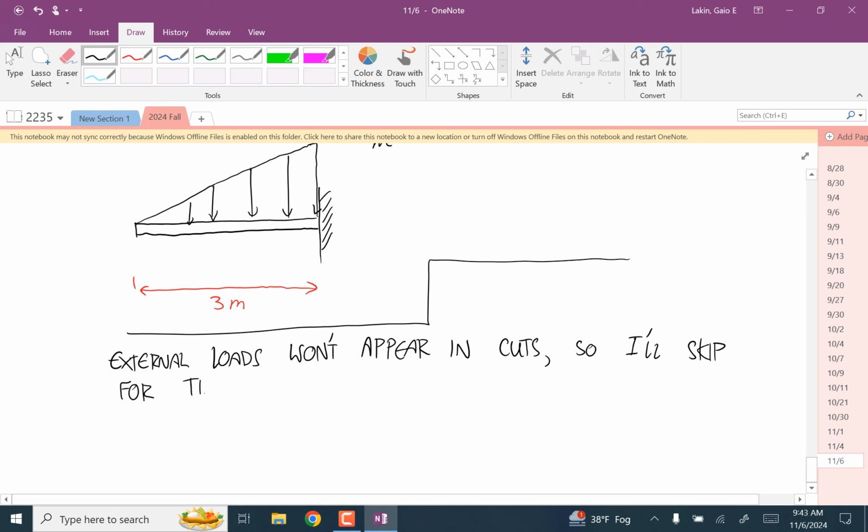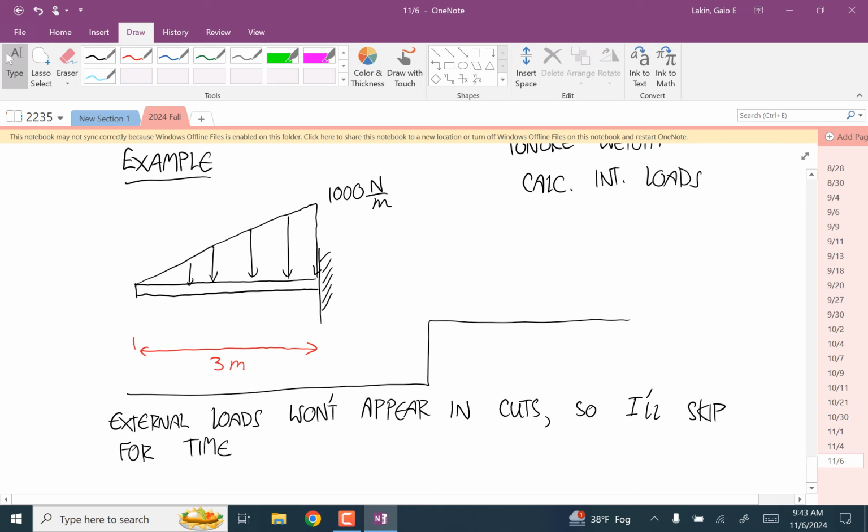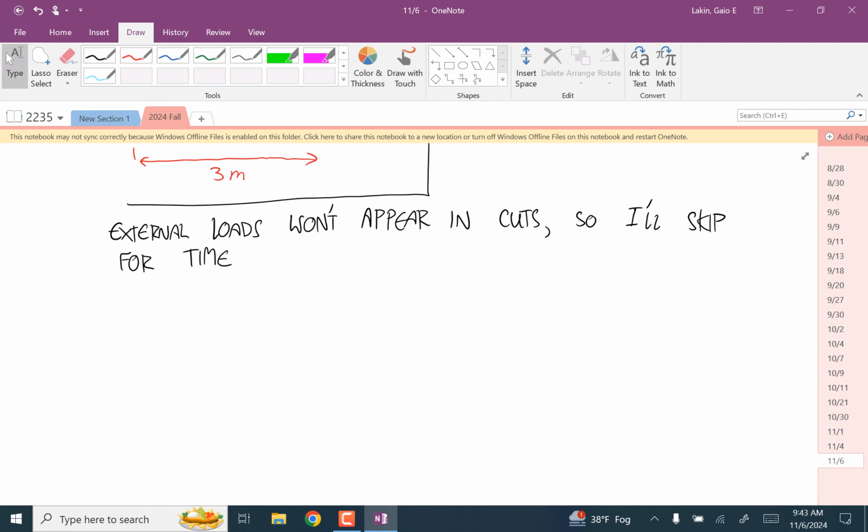But since the distributed load changes though, don't you need to cut for that? Well, it's not a question of whether the distributed load changes. It's a question of whether you're representing it with a new function. And we're going to represent this with the same function the whole way. And that function is going to be the equation for a line.